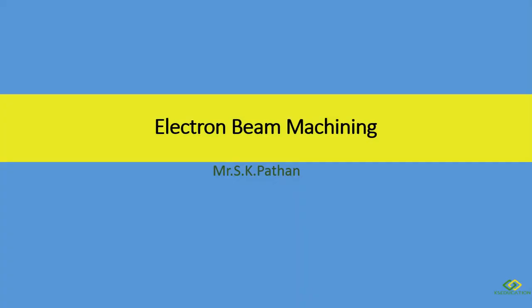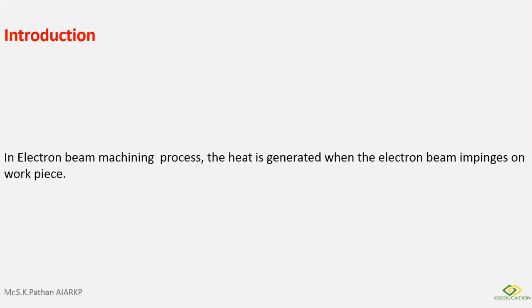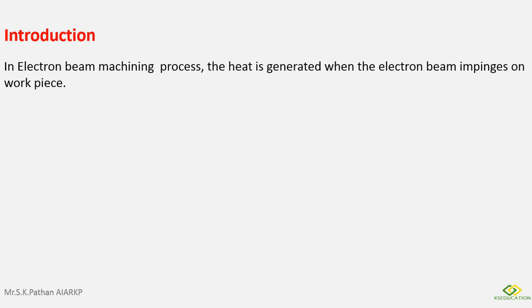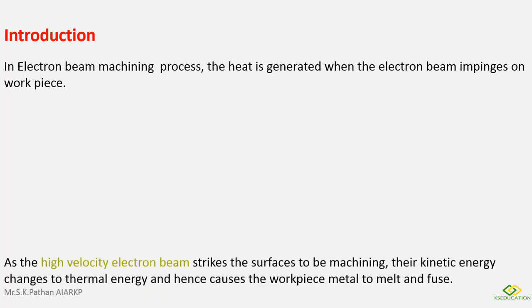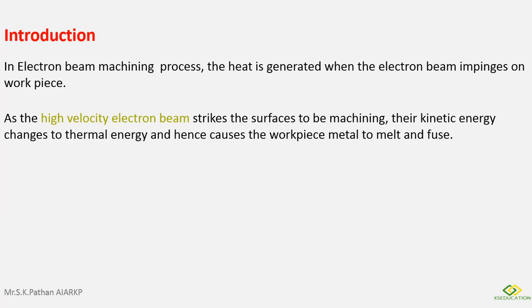Electron beam machining. This machine also comes under the classification of thermoelectric. In the electron beam machining process, the heat is generated when the electron beam impinges on the workpiece. As the high-velocity electron beam strikes the surface to be machined, its kinetic energy changes to thermal energy and hence causes the workpiece metal to melt and fuse.